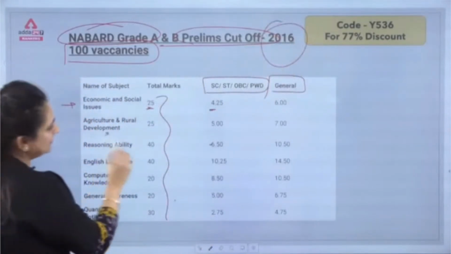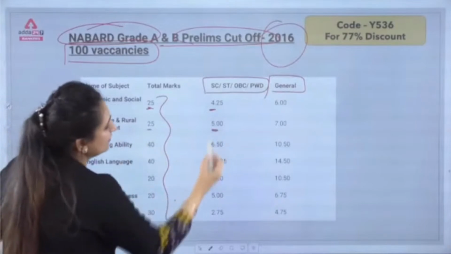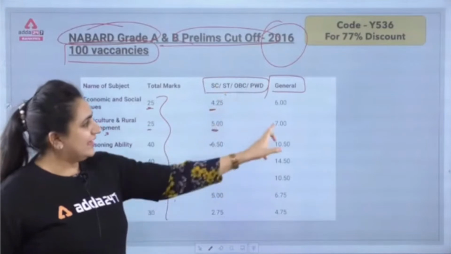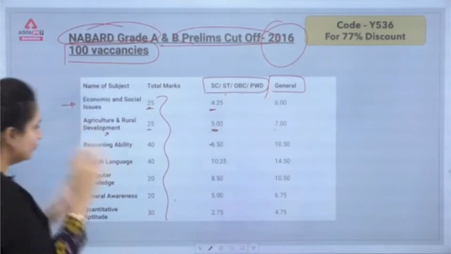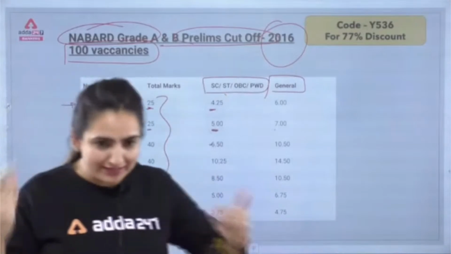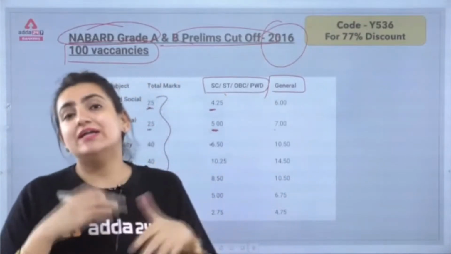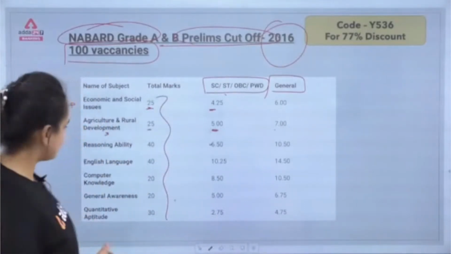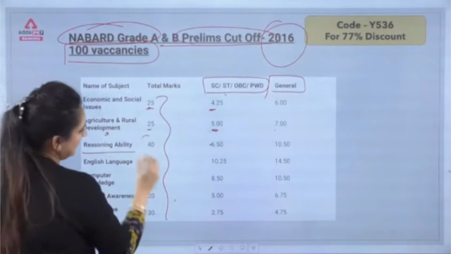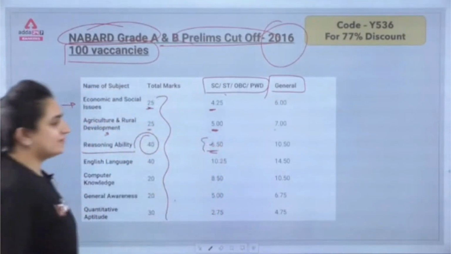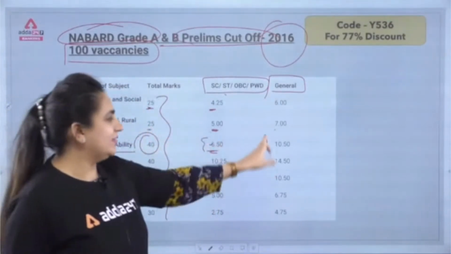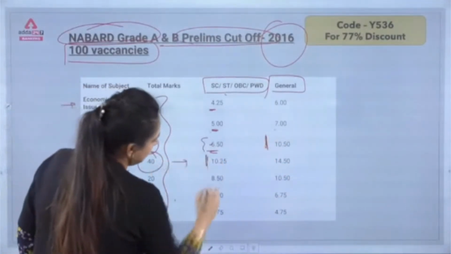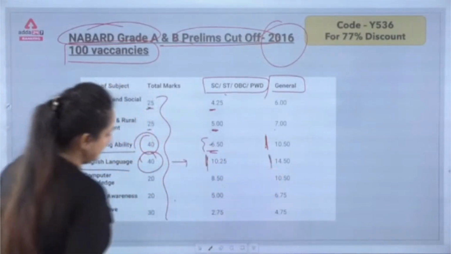In agriculture and rural development, it was again 25 marks, in which the cutoff was 5 for SC, ST, OBC, PWD and 7 for the general category. I hope you can replay, zoom in, understand, and listen to what I'm saying, so that it gives you a better view for this particular 2022 examination. Alright, my dear students, reasoning had 40 questions, in which the cutoff was 6.50 and then 10.50 for the general. For English language, 40 questions, again 10.25 and 14.50.